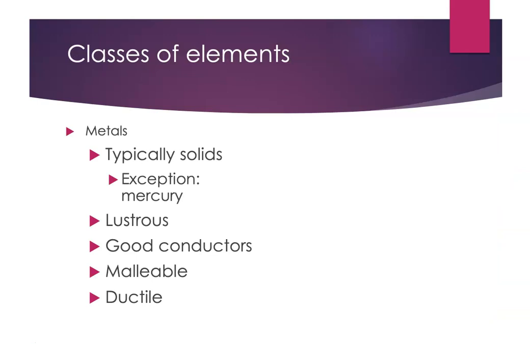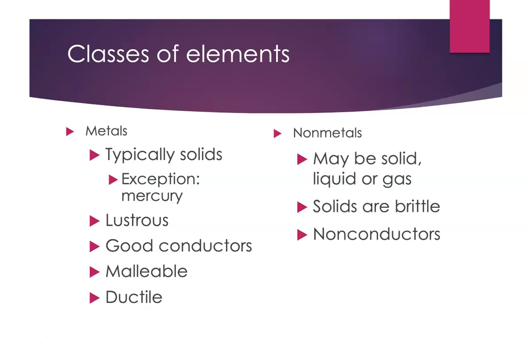Metals, for the most part, are found as solids, the exception being mercury, one of only two elements that's a liquid at room temperature. They're lustrous, which means they're shiny. They're good conductors of both heat and electricity. They're malleable, and that means you can hammer them into a thin sheet. And they're also ductile, which means they can be pulled into wires. We're all familiar with copper wire, for example.